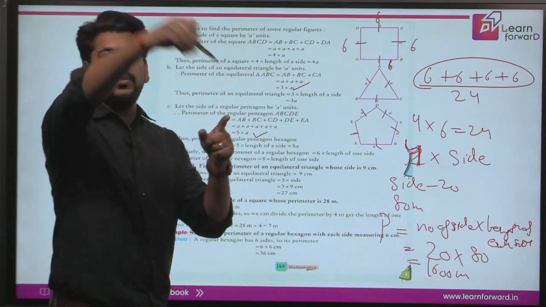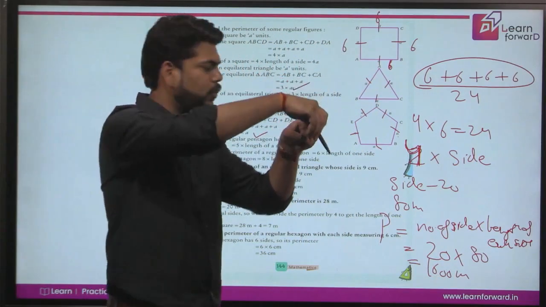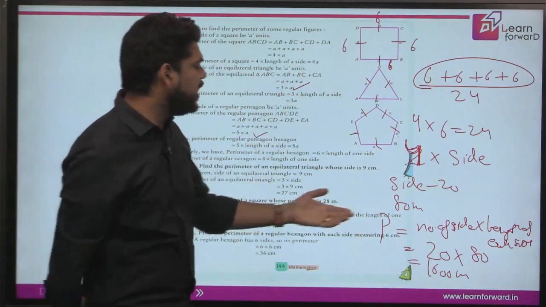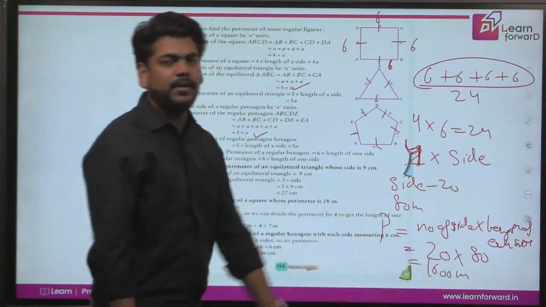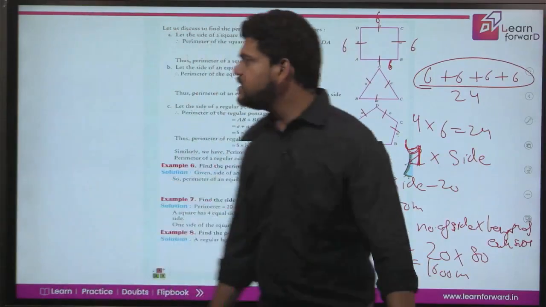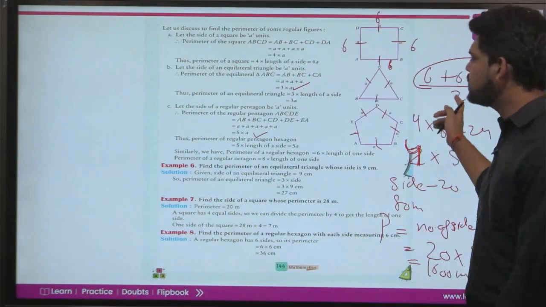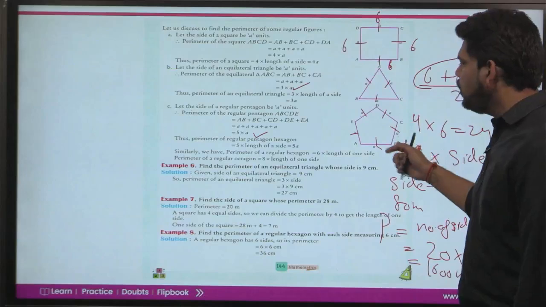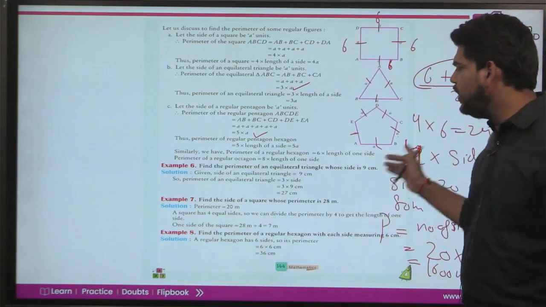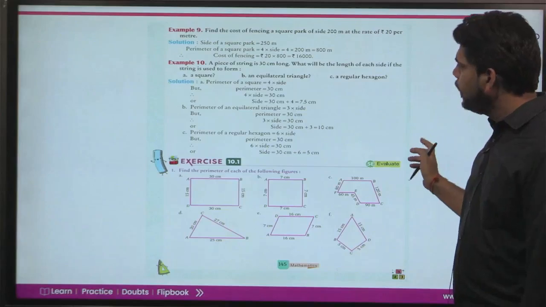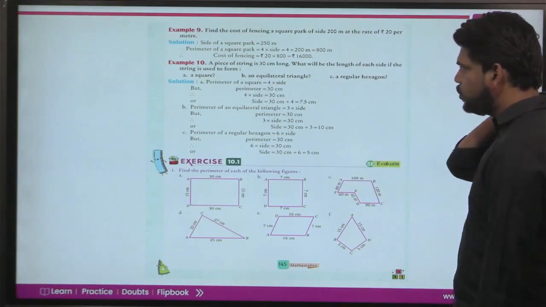So the park which is having 20 sides, and the length of each side is 80 meter, the whole perimeter of the park is total 1600 meter. I hope the concept of perimeter of regular shape is clear to you. Now these are some of the examples that are given to you similar to the concept that I have already told you. Now we have reached the exercise.